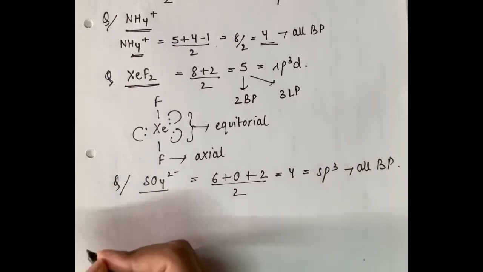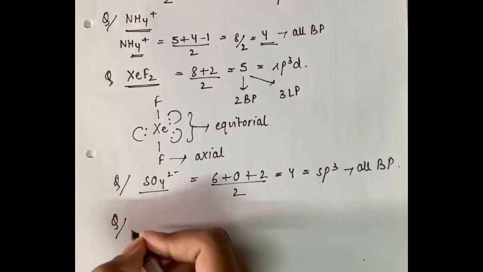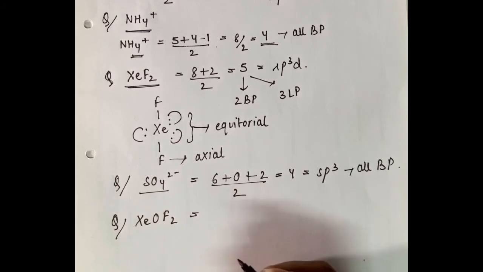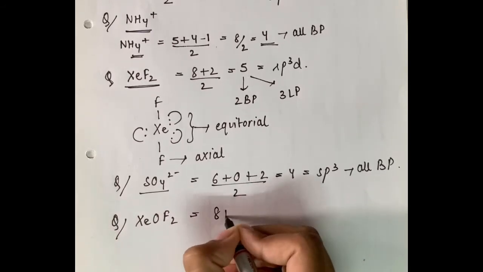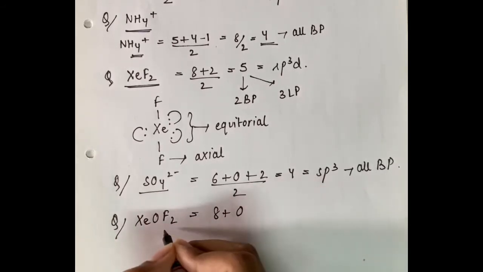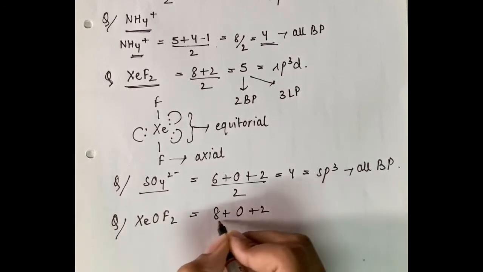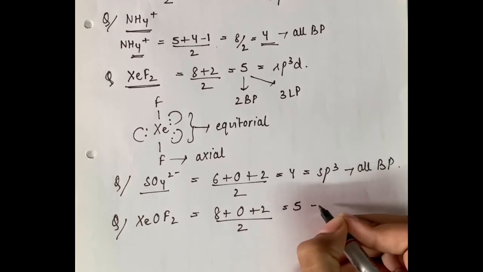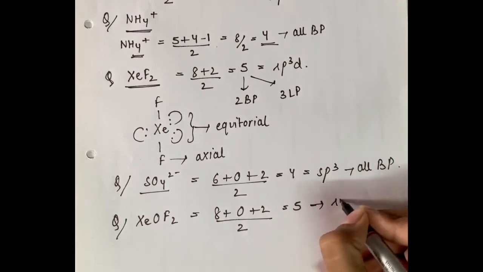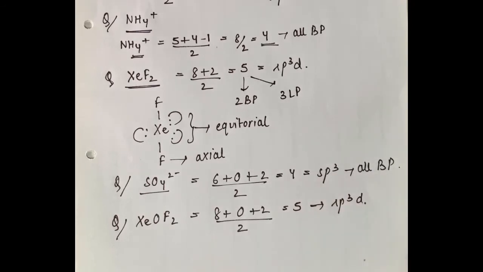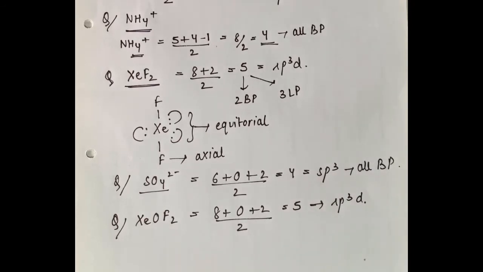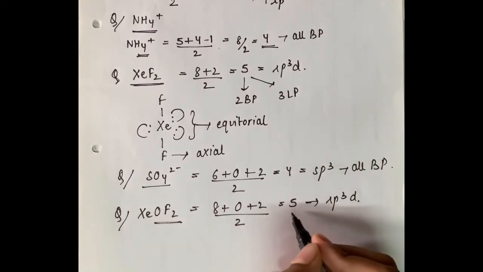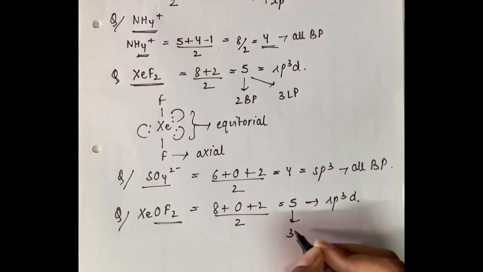Now, moving on to the next question, which is calculating the hybridization of XeOF2. Here, xenon, being the central atom, has 8 valence electrons and the number of monovalent atoms is 2, because fluorine is a monovalent atom whereas oxygen is not a monovalent atom. So, the formula will be 8 plus 0 plus 2 by 2, which is 5, and the hybridization will be sp3d. Thus, XeOF2 will have 3 bond pairs and 2 lone pairs.